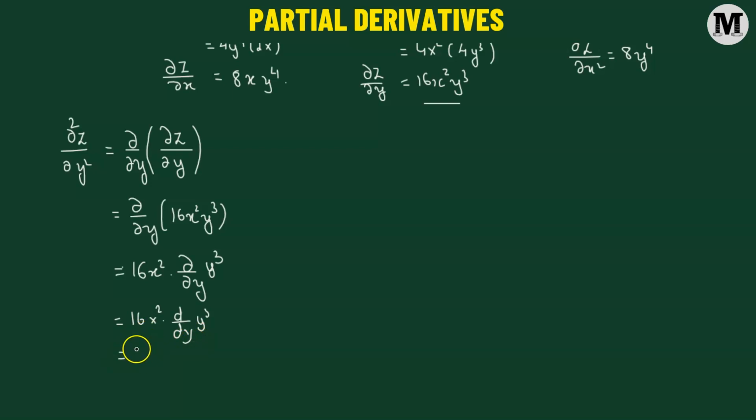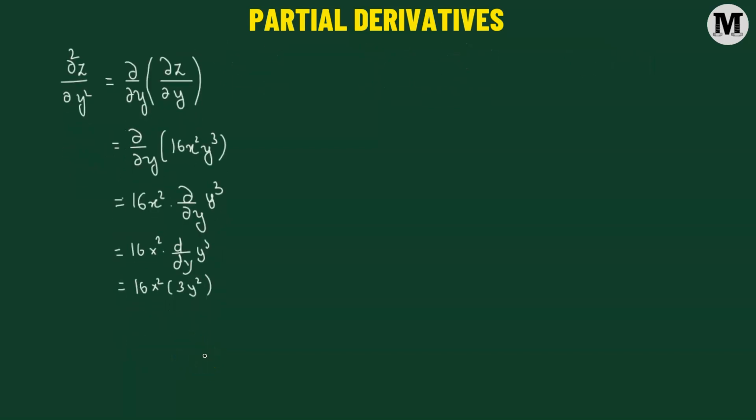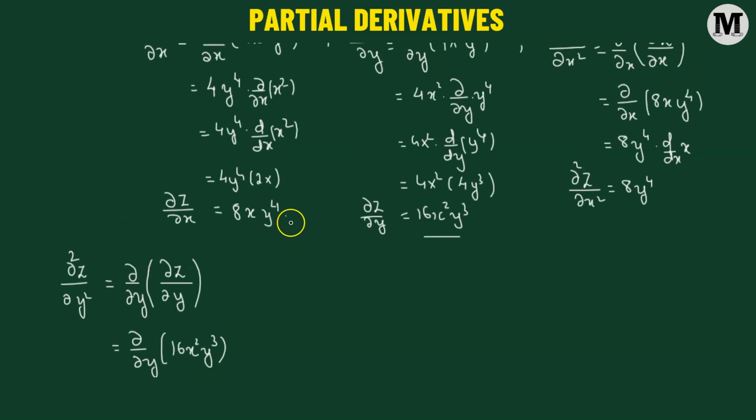So we have 16x squared multiplied by 3y squared. Let's find this value: 16 times 3 is 48. So we have 48 times x squared times y squared. Okay, now let's go to the next derivative.